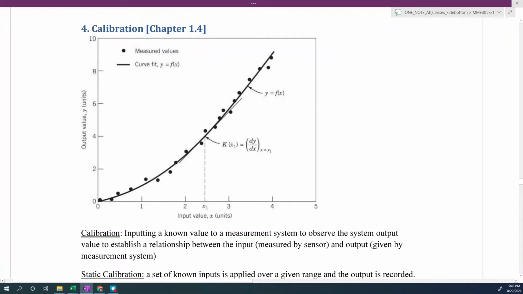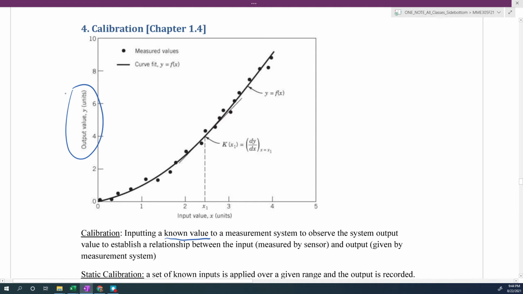In this video, we're going to talk about calibration and the calibration procedure. So all calibration is where we apply a known value to a measurement system, and we observe the output signal from that measurement. So we're putting known values in, and we're recording the response of the system.